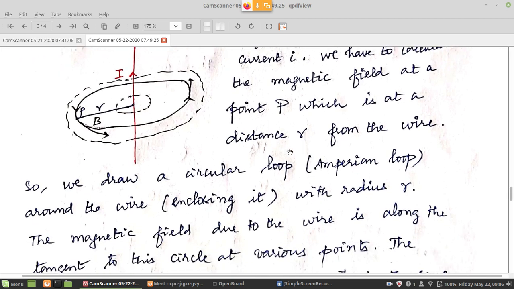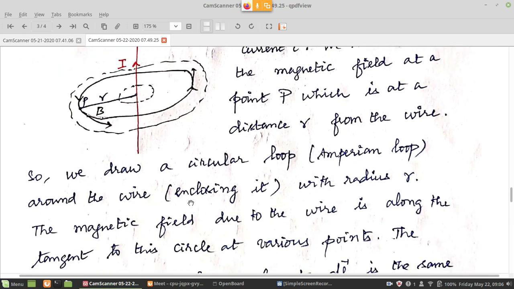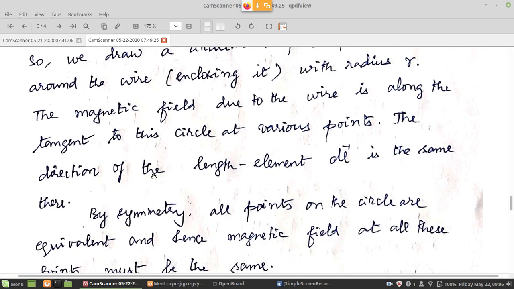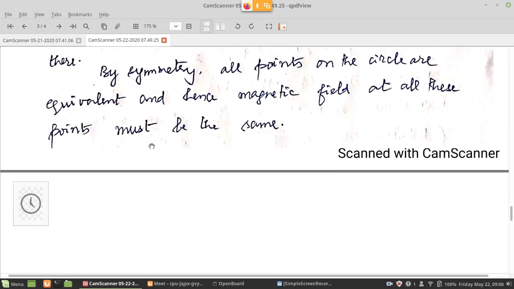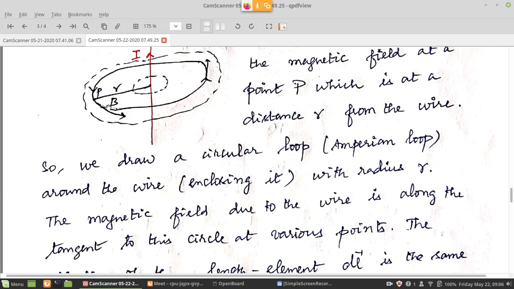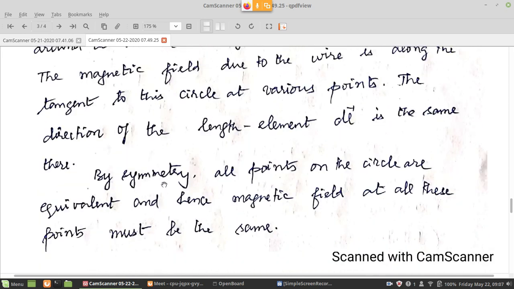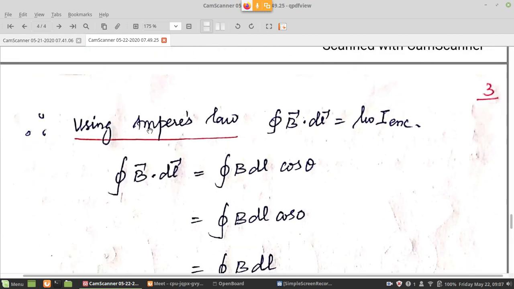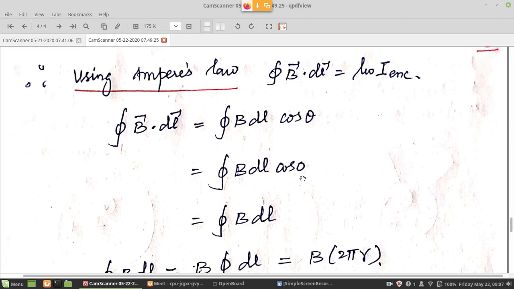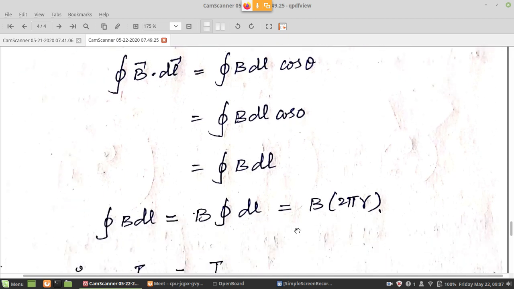If I do that, then I can use the formula integral B dot dl equals mu naught I enclosed. So all this is whatever we discussed so far. By symmetry, any point on the circle is at equal distance r from the center of the wire. Therefore, the magnetic field is the same. So I am taking a small length element dl again, and I can integrate it. You see this? I can write B dot dl equals B dl cos theta. Cos theta is going to be cos 0, so it is B dl. B is constant, so I can take it out.